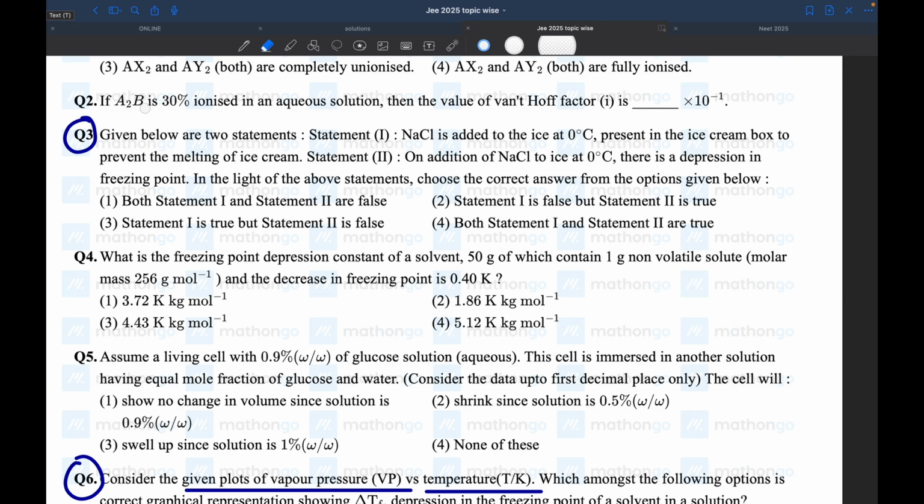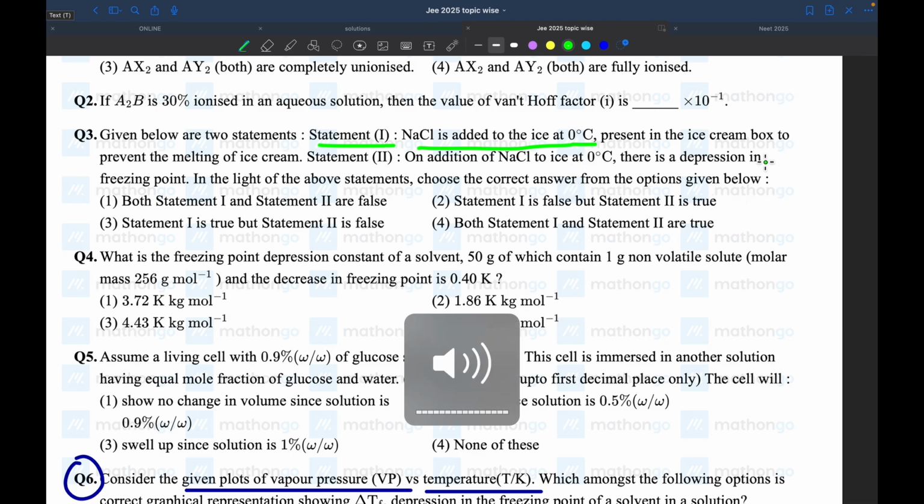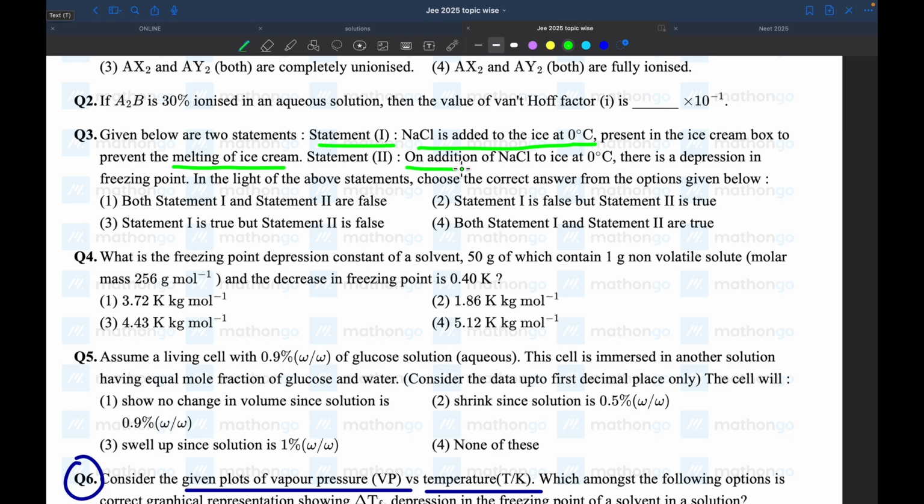Yes, sir. Given below are two statements. Statement 1: NaCl is added to ice at 0 degrees Celsius present in the ice cream box to prevent melting of ice cream. Statement 2: On addition of NaCl to ice at 0 degrees Celsius, there is depression in freezing point. In the light of the above statements, choose the correct answer from the options given below.